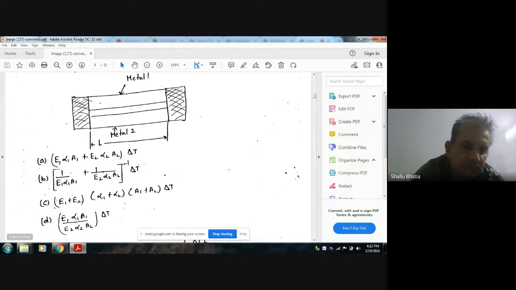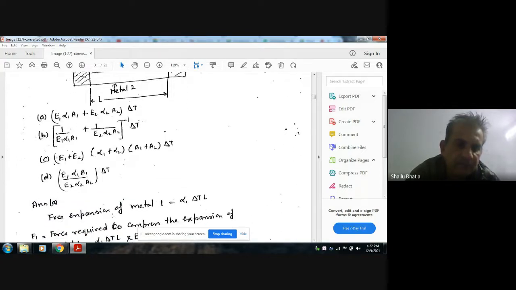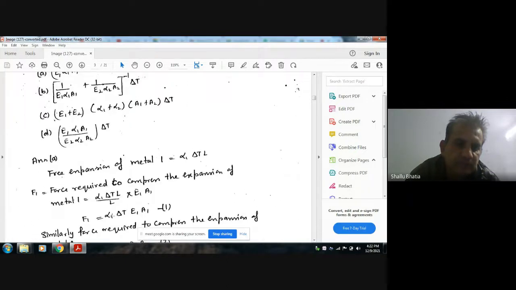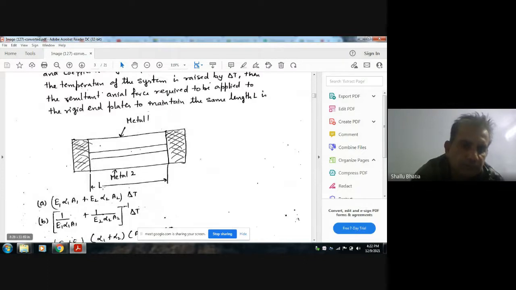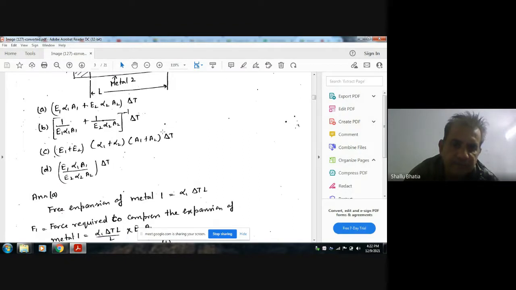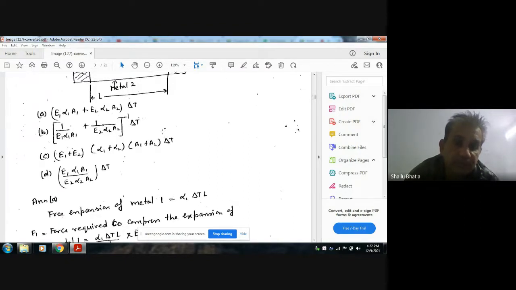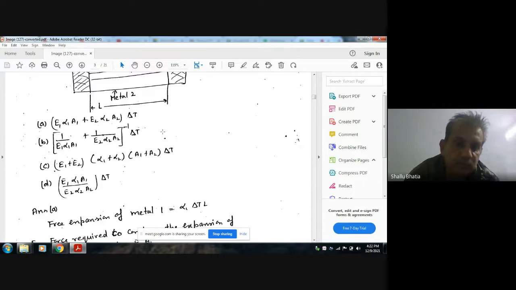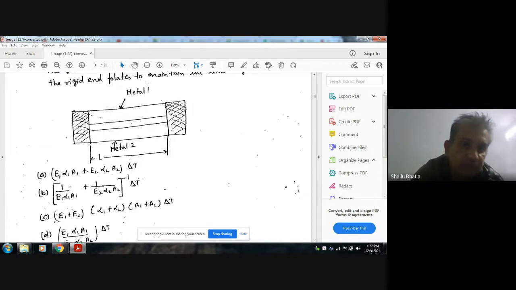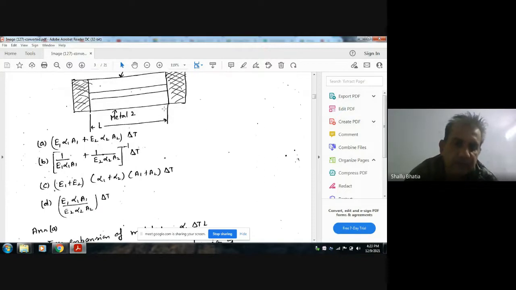Next option: E1 plus E2, alpha 1 plus alpha 2, A1 plus A2, delta T. Okay. Next option: E1 alpha 1 A1 divided by E2 alpha 2 A2 into delta T. Okay. So we know that free expansion of metal 1 is alpha 1 delta T L. Now the metal is not expanding, so there must be a compressive force which will bring it back to its initial position.